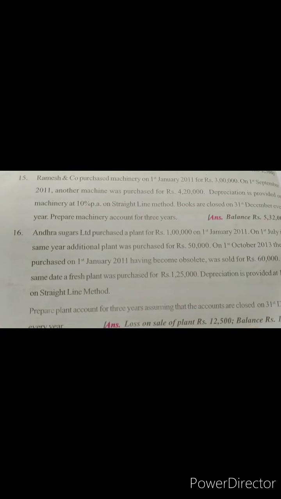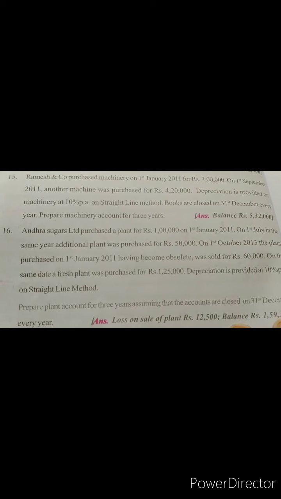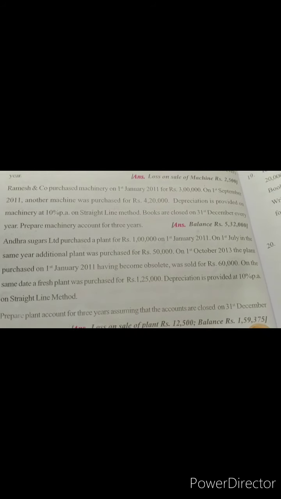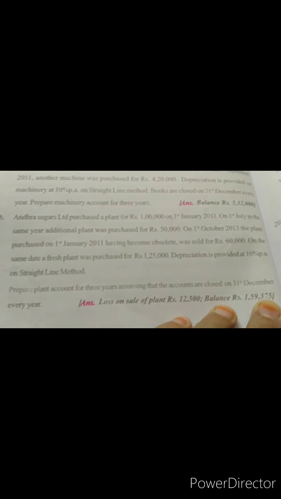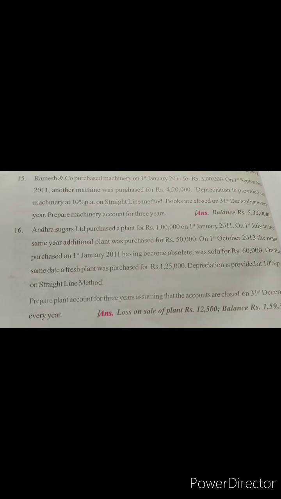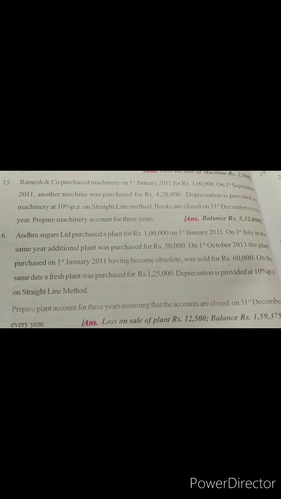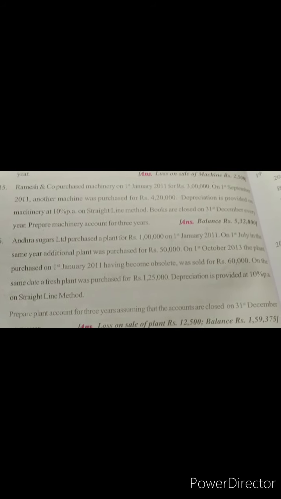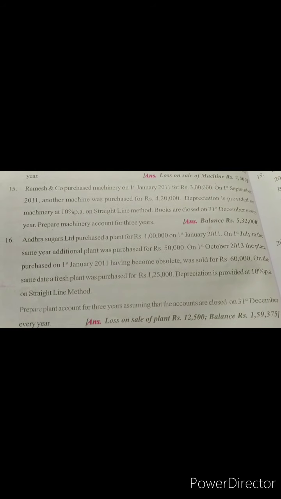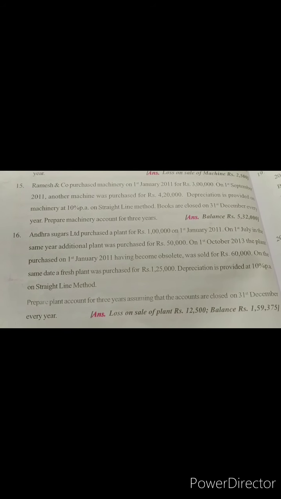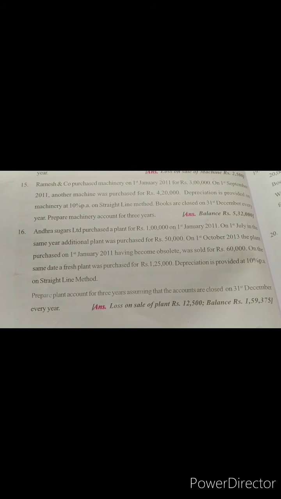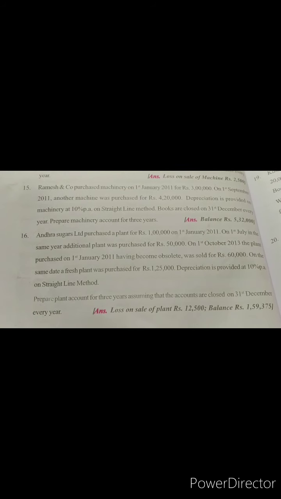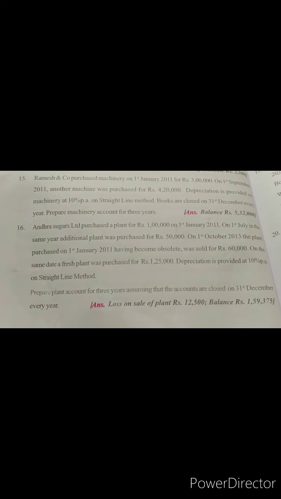Andhra Sugars Limited purchased a plant for rupees 1 lakh on 1st January 2011. On 1st July in the same year, an additional plant was purchased for rupees 50,000. On 1st October 2013, the plant purchased on 1st January 2011, having become obsolete, was sold for rupees 60,000. On the same date, a fresh plant was purchased for rupees 1,25,000. Depreciation is provided at 10% per annum on the straight line method. Prepare the plant account for 3 years, assuming that the accounts are closed on 31st December.